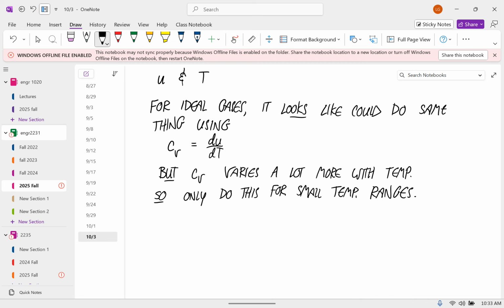So when I say small temperature ranges, let's say less than about 10 degrees Celsius, it really just comes down to what amount of precision you require. The bigger the temperature range, the worse that approximation is.